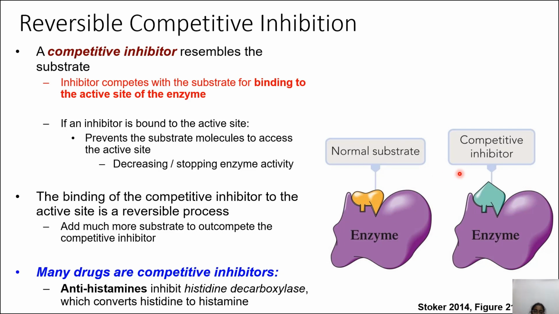Now binding of the competitive inhibitor to the active site is a reversible process. So if you add many more substrates to outcompete the competitive inhibitor, then the substrates will go and bind. Like antihistamines inhibit histidine decarboxylase, which converts histidine to histamine.